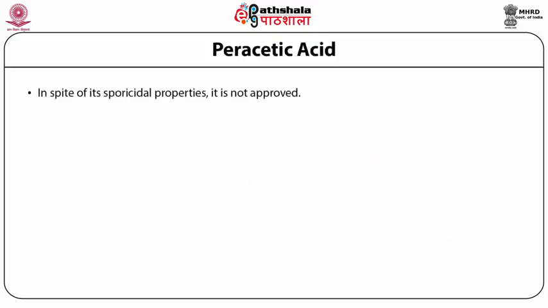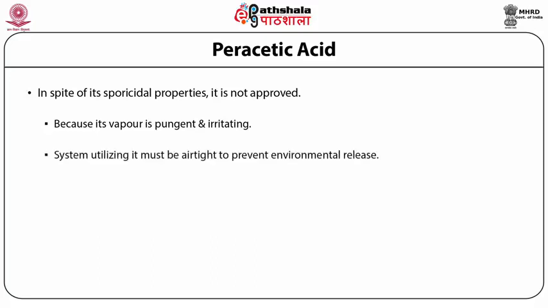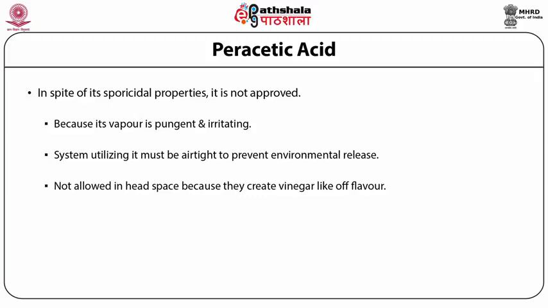In spite of its sporicidal properties, peracetic acid is not an approved sterilant for use on aseptic packaging materials. Its vapor is very pungent and irritating. Therefore, the system which utilizes this compound must be airtight to prevent environmental release. No tolerance is allowed for peracetic acid and vapors in the headspace of the package because they can cause a disagreeable vinegar-like off flavor in some food products.